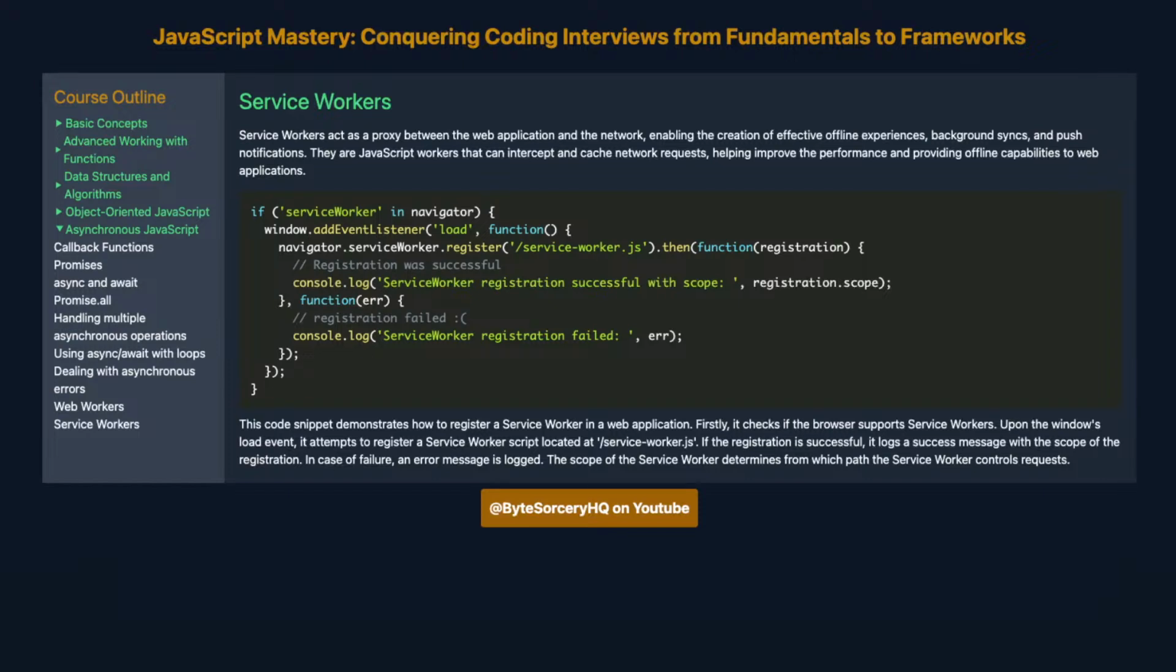This code snippet demonstrates how to register a service worker in a web application. Firstly, it checks if the browser supports service workers. Upon the window load event, it attempts to register a service worker script located at /serviceworker.js. If the registration is successful, it logs a success message with the scope of the registration. In case of failure, an error message is logged. The scope of the service worker determines from which path the service worker controls requests.